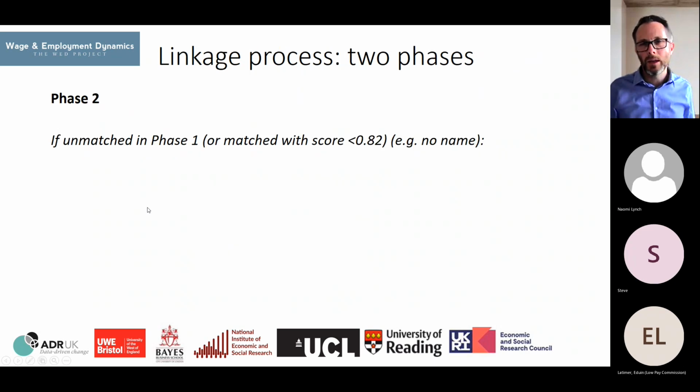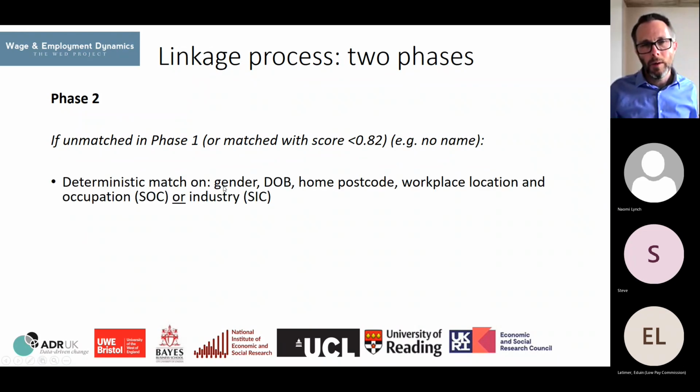So what they were doing in phase two was taking those records that didn't get matched in phase one, so the 38%, if you like, and many of those, as I say, didn't have a name record in the admin data for ASHE. And what they did, ONS, was they brought in additional information then that are present on ASHE and Census. So specifically the workplace location, the occupation, or the industry.